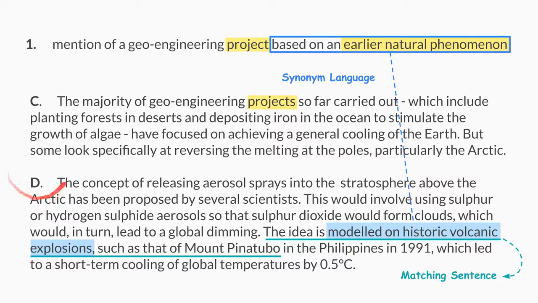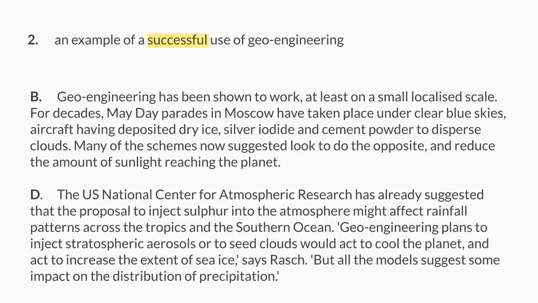So the correct answer choice is going to be D, because in paragraph D, we have a mention of a geoengineering project that is based on an earlier natural phenomenon. Be very attentive to the synonym language that is being used. It is going to be very relevant, and this is where it's either going to make or break your score. You have to be able to recognize this synonym language and also comprehend it. Let us go ahead and answer our final question.